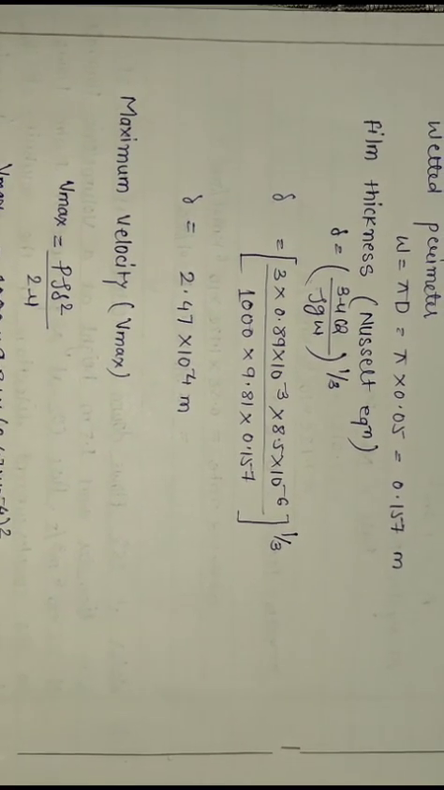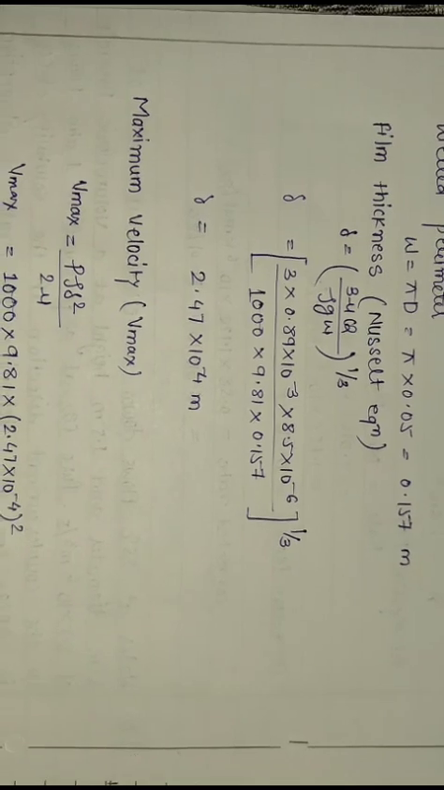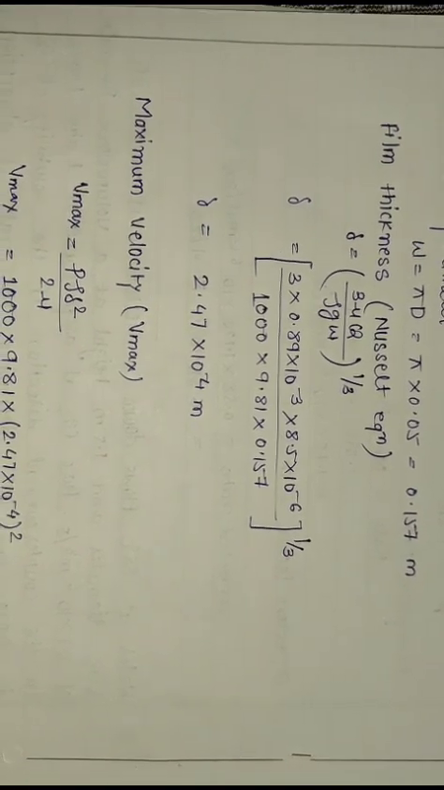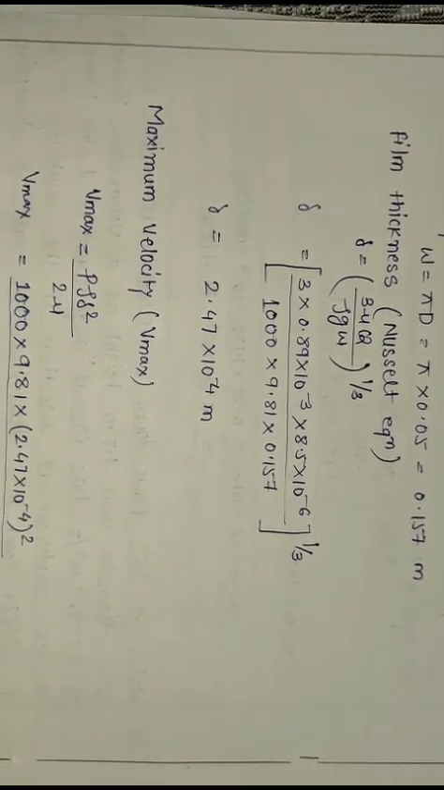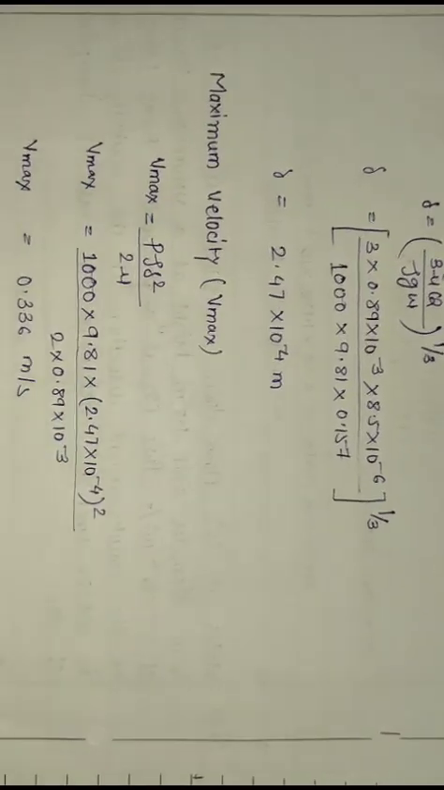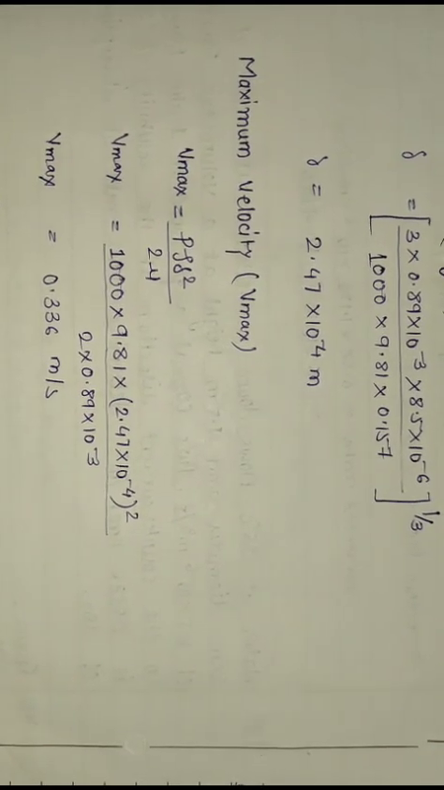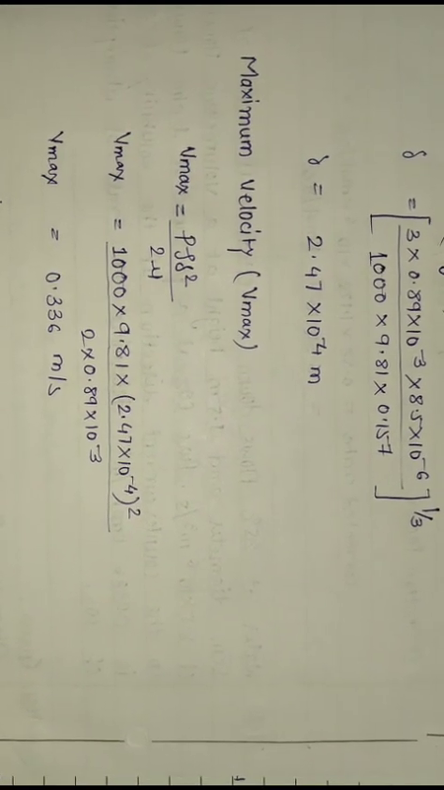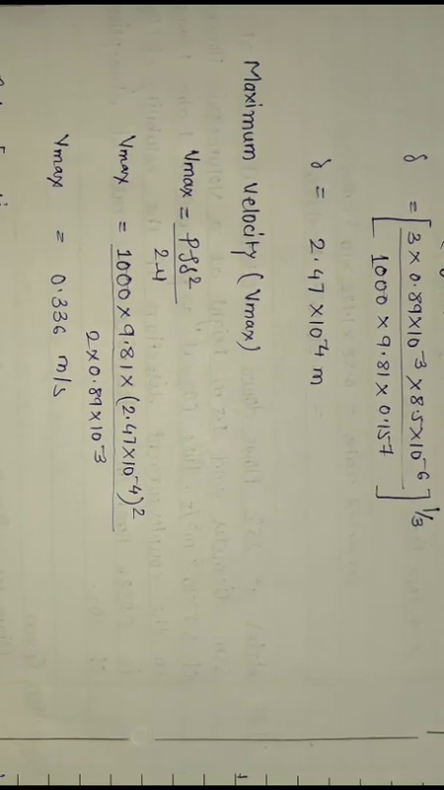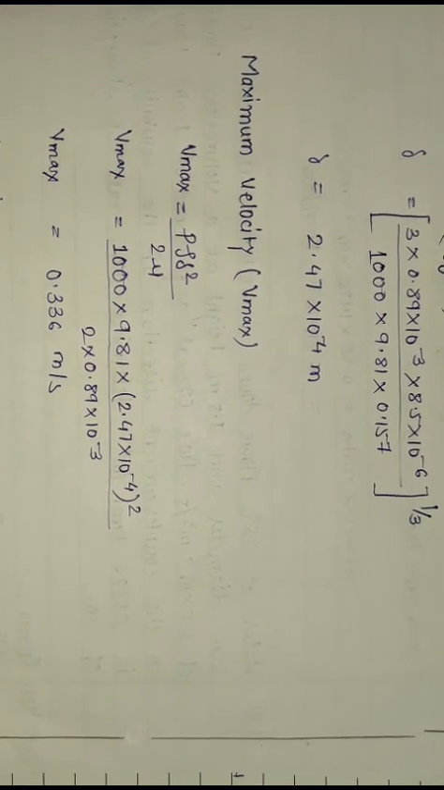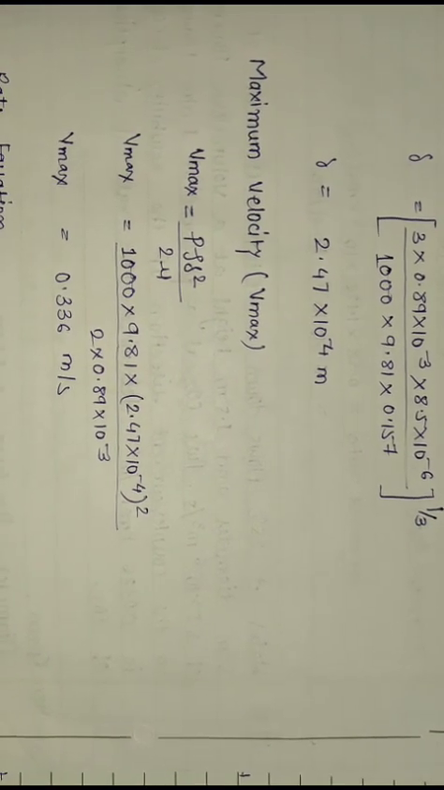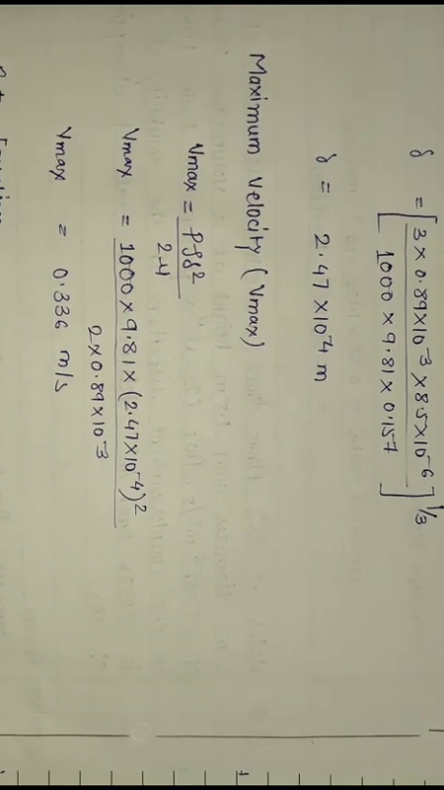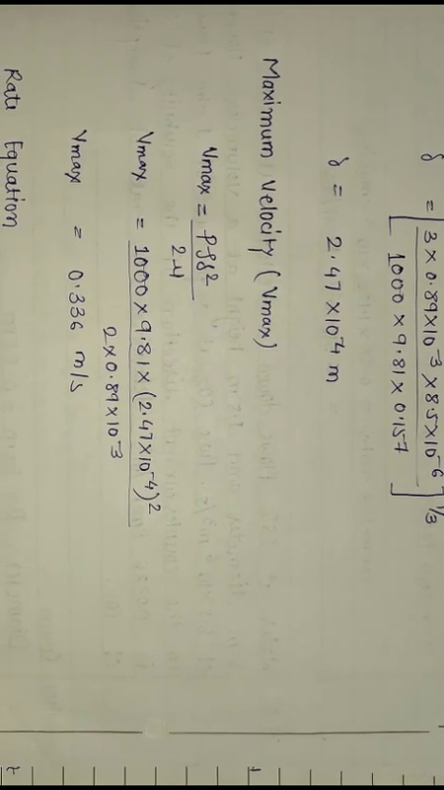After calculating the film thickness, we will calculate the maximum velocity by using the formula rho g delta square by 2 into viscosity. Substituting the respective values, we will get a maximum velocity of 0.336 meter per second.